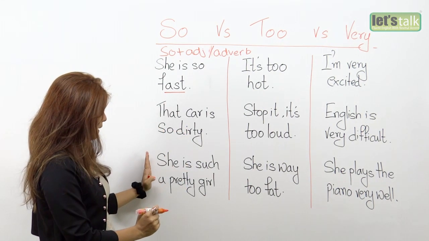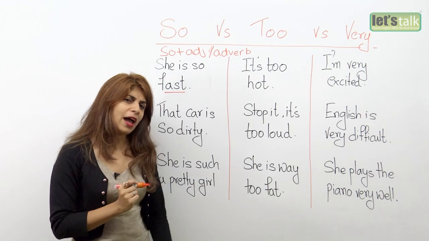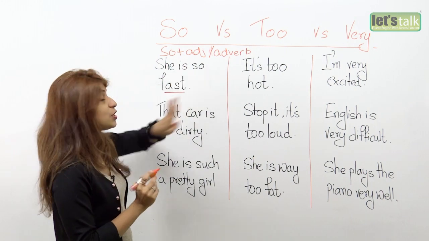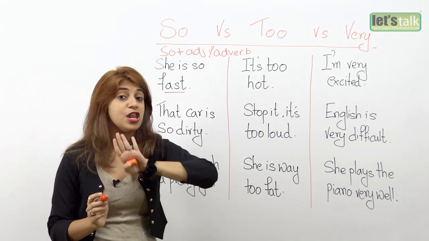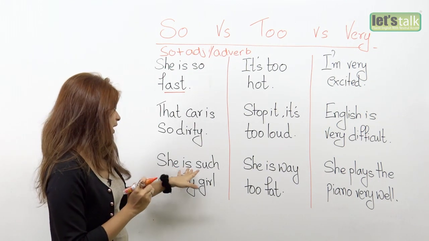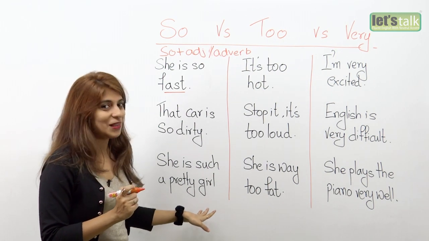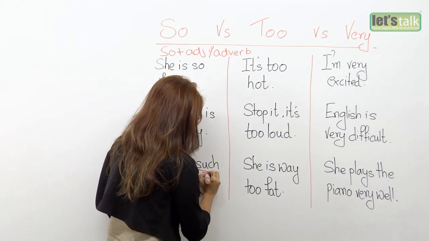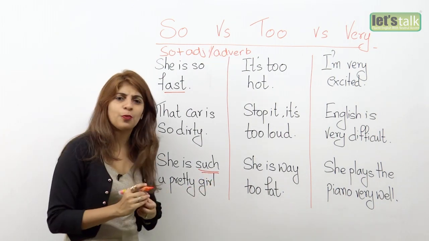If you look at this sentence, she is such a pretty girl. Why haven't I used the word so? Well, remember, I said that so is always followed by an adjective or by an adverb and not by a noun. If I end up saying she is a so pretty girl, does that sound right? Well, no, that's incorrect. So here we are replacing the word so with the word such. So she is such a pretty girl.